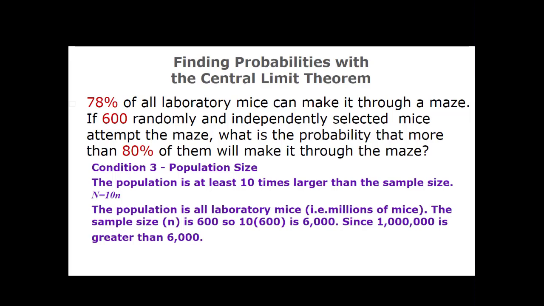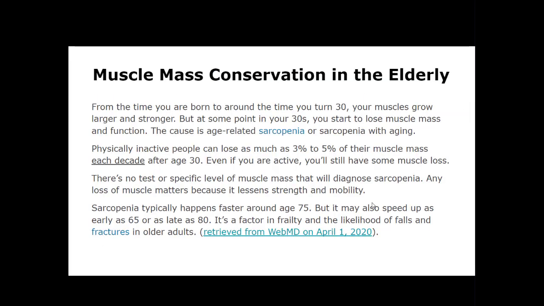So if we multiply 600 by 10, we get 6,000. Since the population is millions, and I just put down a million here, but since a million is greater than 6,000, then the condition of large population size is met. Check. So that's all you do. You just check each condition to see how it works out.